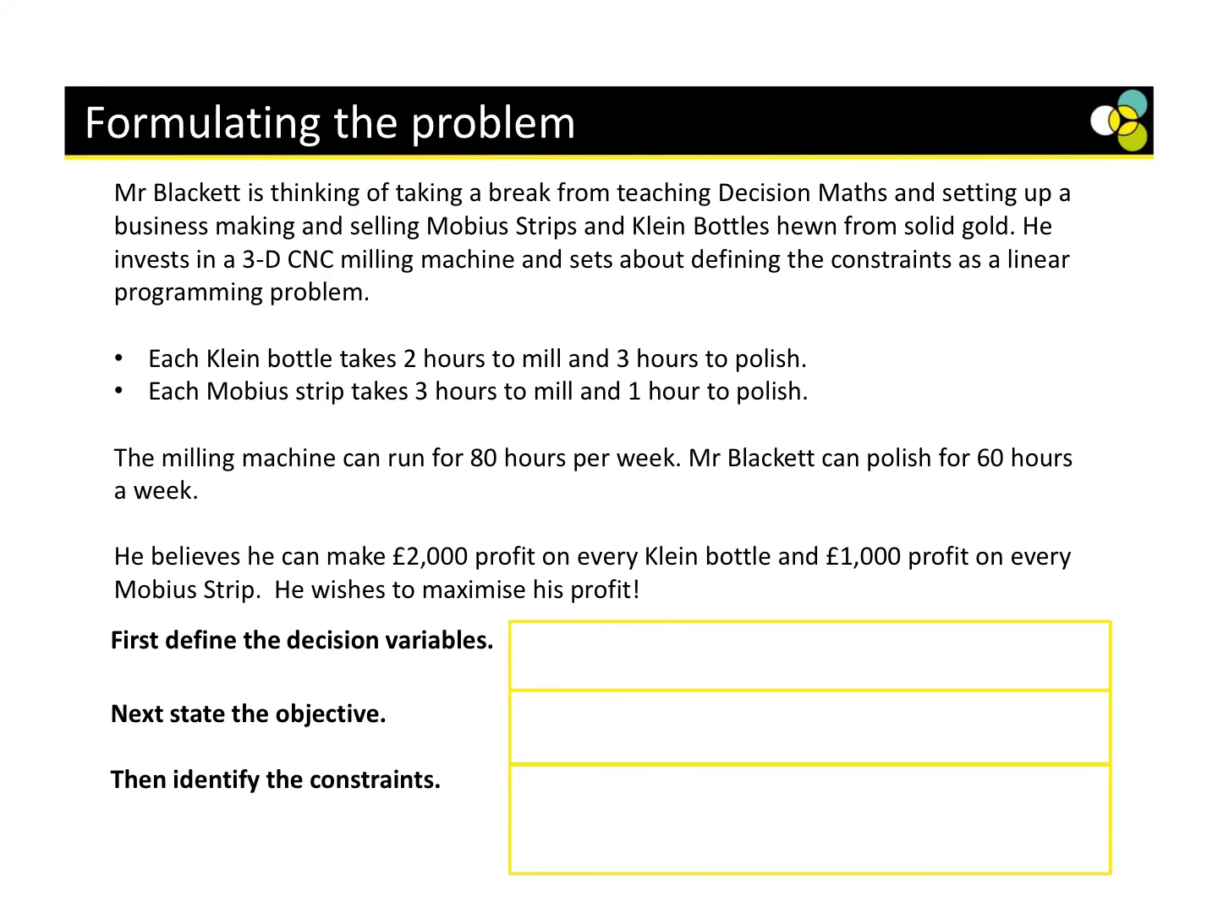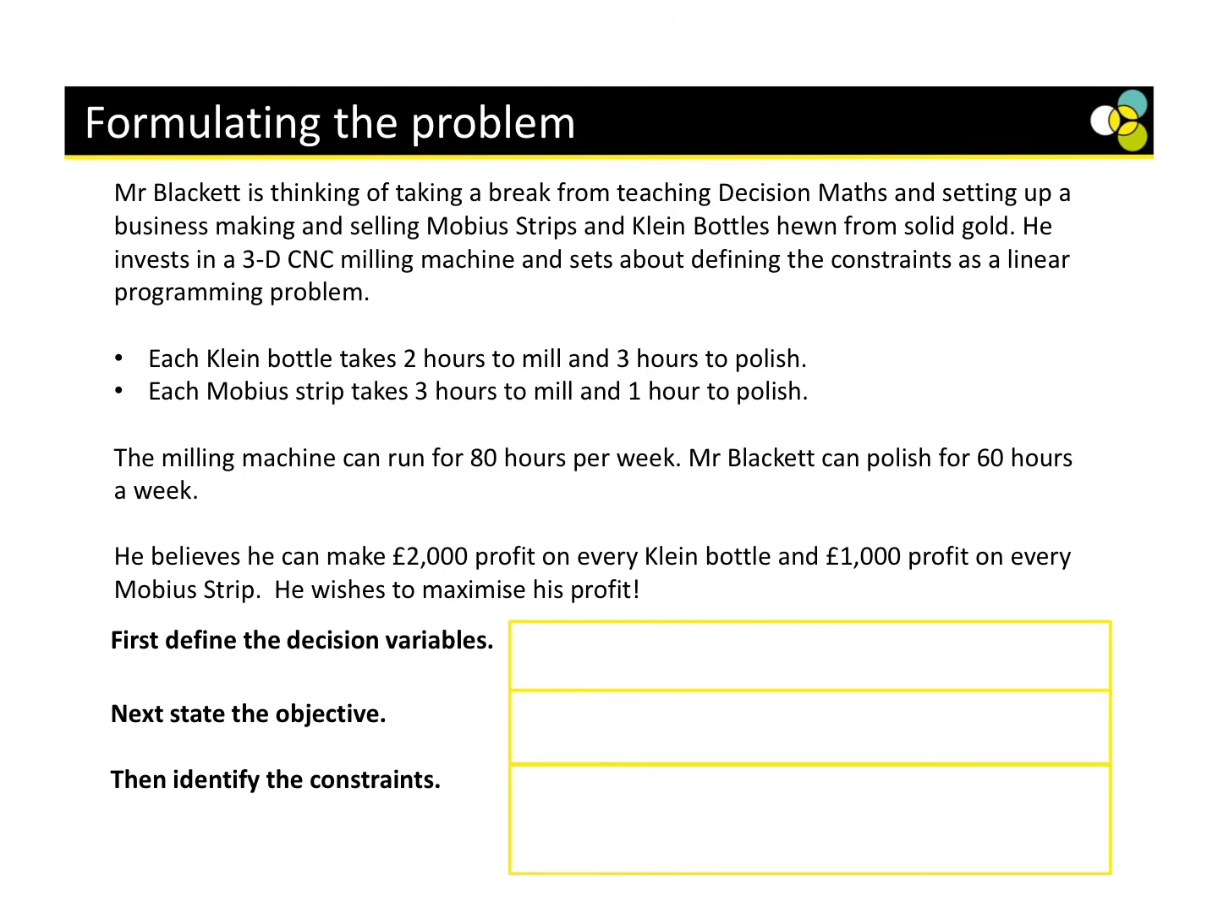So, Mr. Blackett is thinking of taking a break from teaching decision maths and setting up a business, making and selling Mobius strips and Klein bottles hewn from solid gold. I have no idea what any of that means. JP would know. Perfect. He invests in a 3D CNC milling machine and sets about defining the constraints as a linear programming problem.